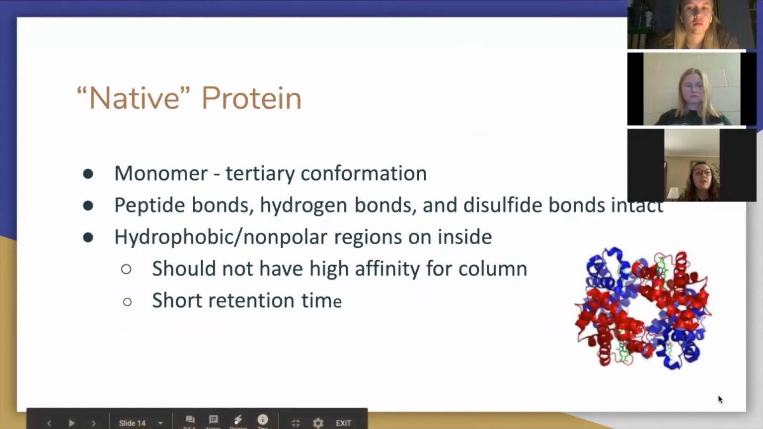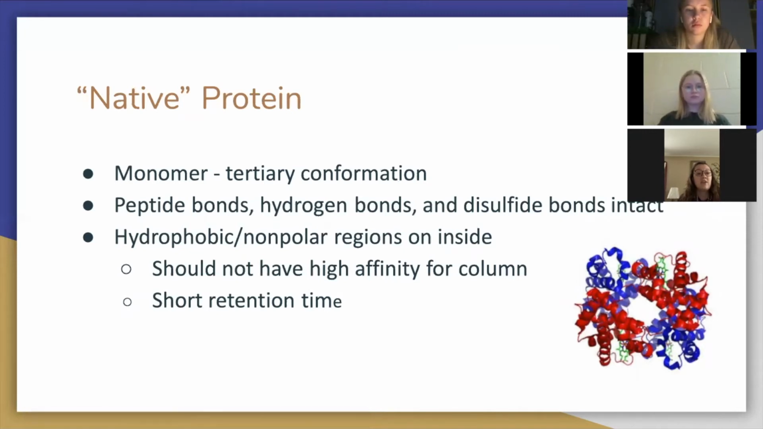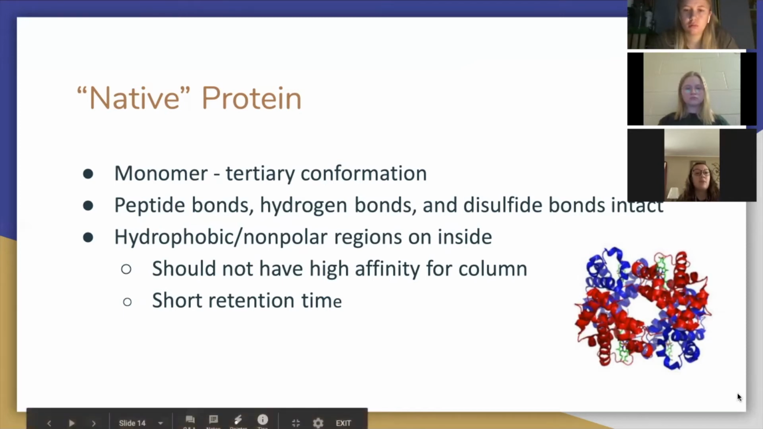So throughout our experiment, we observed 3 different stages of proteins: native, denatured, and reduced. The native protein is in its tertiary stage, and it is also a monomer. All of its bonds, including peptide, hydrogen, and disulfide bonds, are intact. Inside of the structure are hydrophobic and nonpolar regions. These proteins should have a short retention time and not have a high affinity for the column.